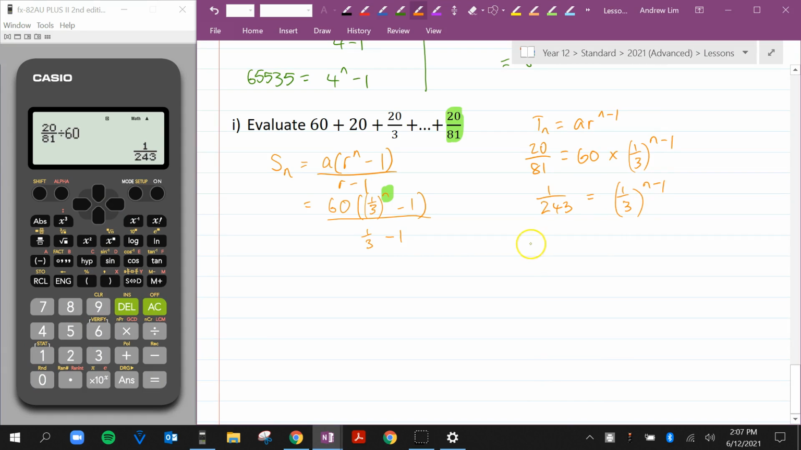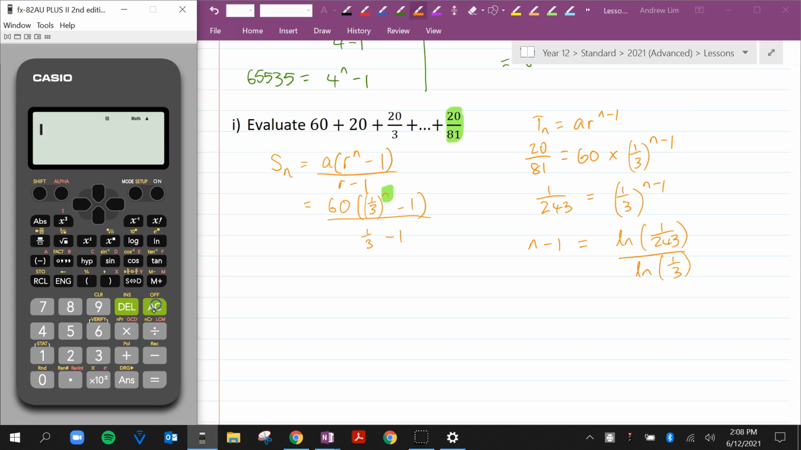I'm going to use my logs. The power is equal to ln of the answer over ln of the base. Base goes to the bottom. And then whatever that is, we can add 1. So ln of 1 over 243 over ln of 1 over 3 gives us 5. So n minus 1 is equal to 5. So n is equal to 6.